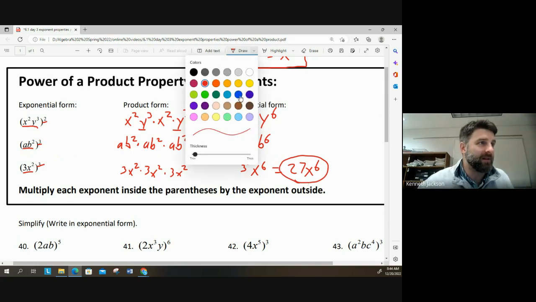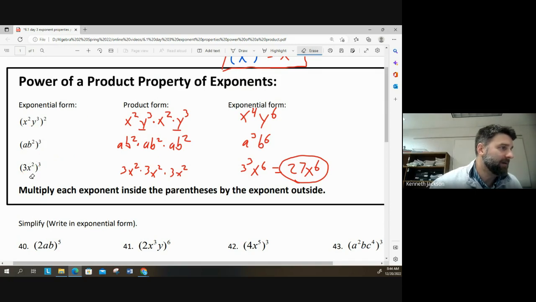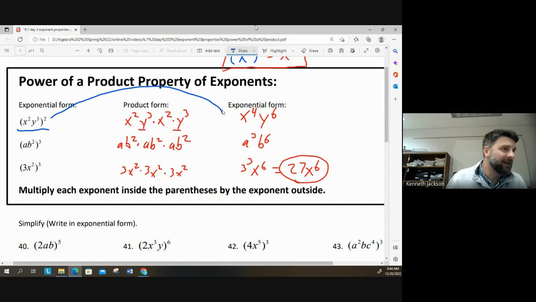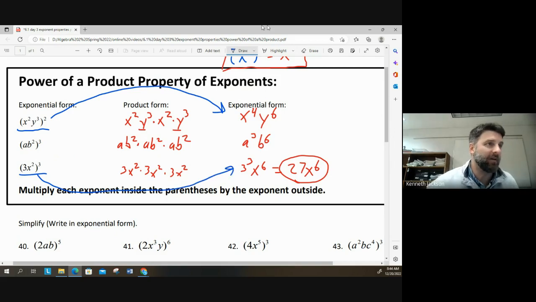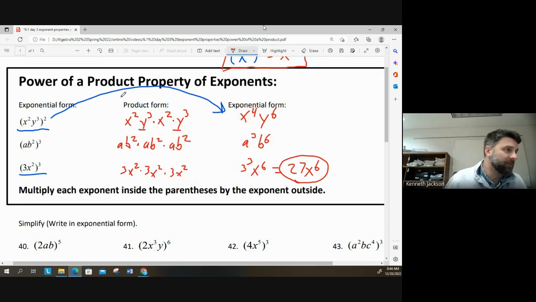So our property that we want to pick up is how could I get from, and let me erase some of this to make it a little bit cleaner, how could I get from the problem to the answer applying the power of a product property? So how do I get from here to here without writing it out in product form? And you can obviously see the notes below, or we could just take a look at the parentheses.